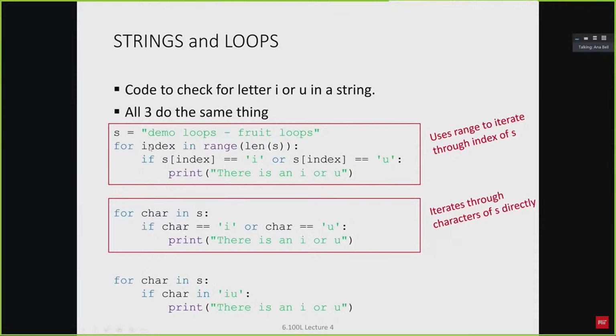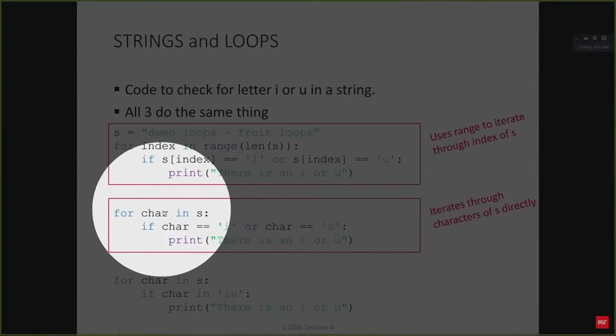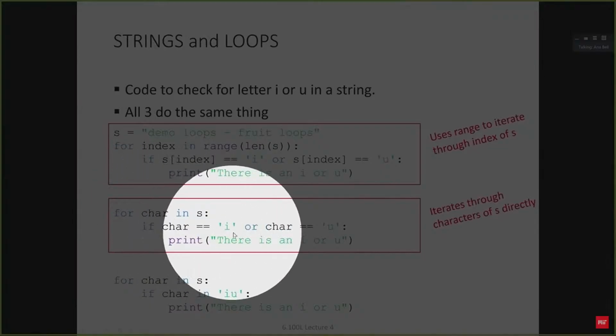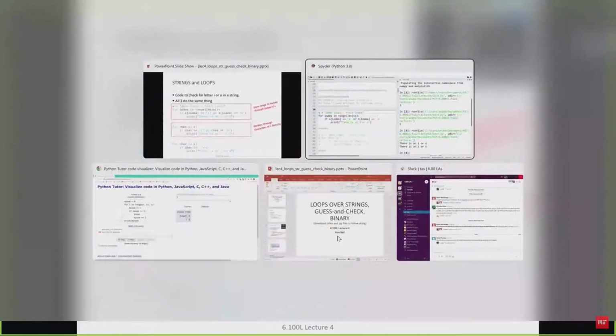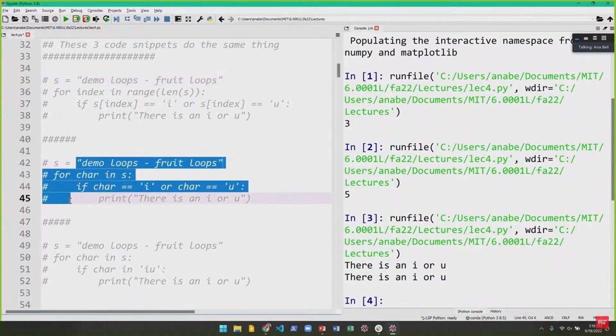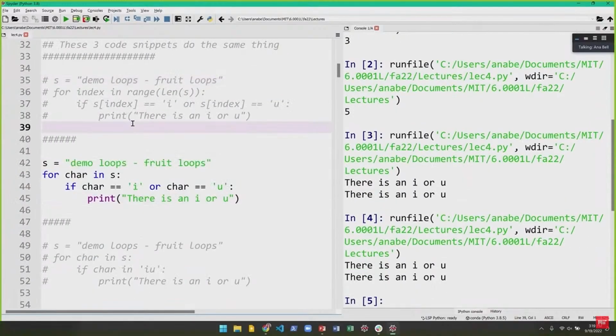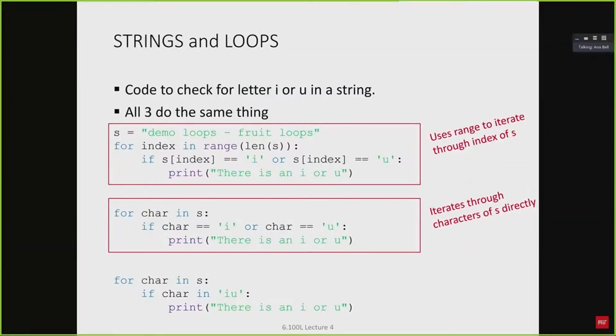So when we check if the letter is an I or a U, all I need to do is check if that character, char, my variable, is equivalent to I or equivalent to U. And it's exactly the same code. So this is the one we had before, and this is the one I just went through. And again, it prints out that sentence twice, right, because it's the same starting string. So the sequence of values now is our characters directly, the letters directly. It's not the index itself.